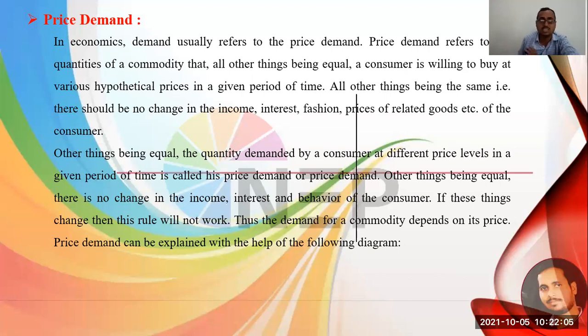If these things change, then these rules will not work, because this is part of this law. Thus, the demand for a commodity depends on its price. Price demand can be explained with the help of the following diagram.